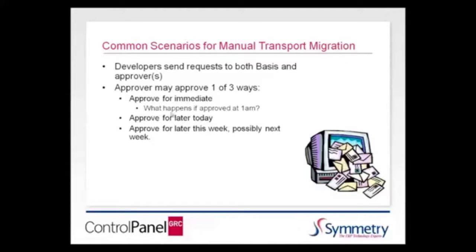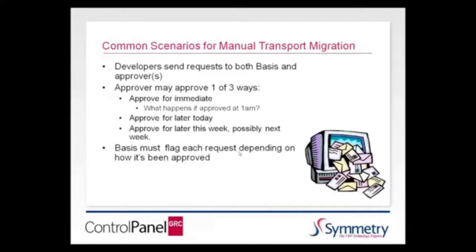The approver can approve for later that day, which for the basis team means that you have to flag all these emails and make sure they're in the right order so that you know that these go in today. This one already went in. Don't worry about that one for later today. If the approver approves for later in the week or possibly next week, then you have to also flag for that.